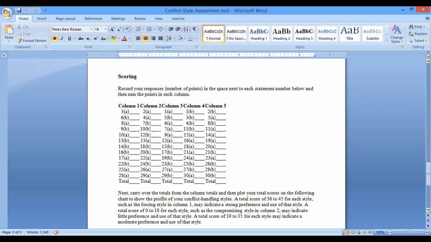So please transfer your answers to the score sheet as is showing on the screen, and then total them column by column. Total it down from top to down, column by column. Column 1 must have a total, column 2 a total, column 3 total, column 4 total, column 5 total. Let's see where you fall.